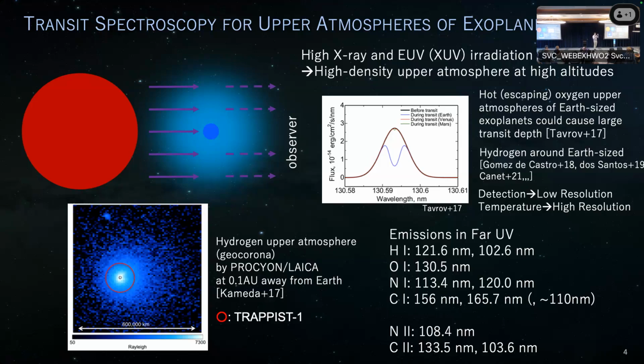But to know the atmospheric escape process, the key parameter is temperature. To know the temperature, we need to know the shape of the absorption line, so we need a high resolution spectrum in this case. There are several important lines in the far UV region, from hydrogen, oxygen, nitrogen and carbon, and also ions of nitrogen and carbon. So to cover this wide range with high spectral resolution, we need an echelle mode.